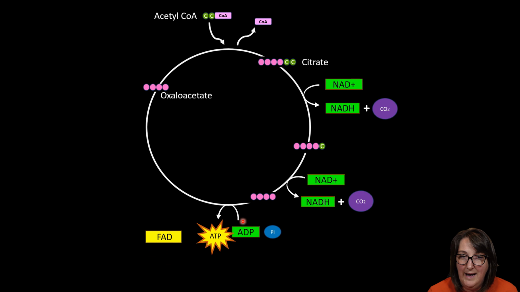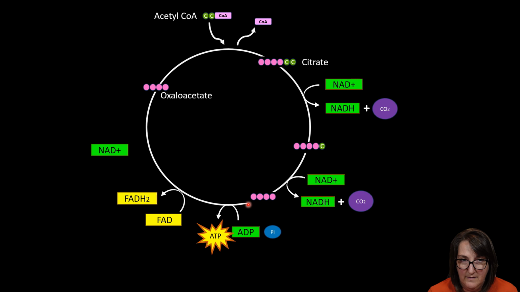I have some more H's I can harvest off this. So FAD is going to come in, and I'm going to harvest some more hydrogens off of that. I have even more I can still harvest off of this. So NAD+ is going to come in and harvest some more hydrogens on it. Once I get to this point, now I'm back to oxaloacetate. This can now come in, accept another acetyl-CoA, and start this process again.